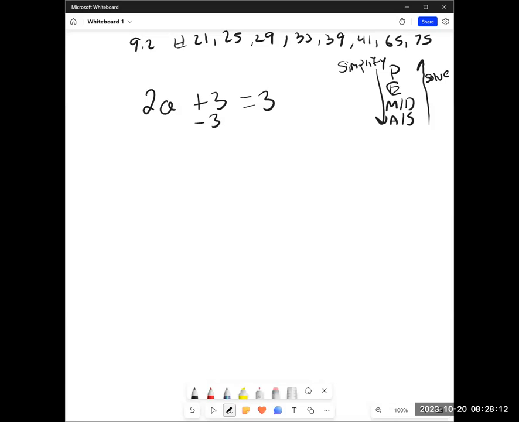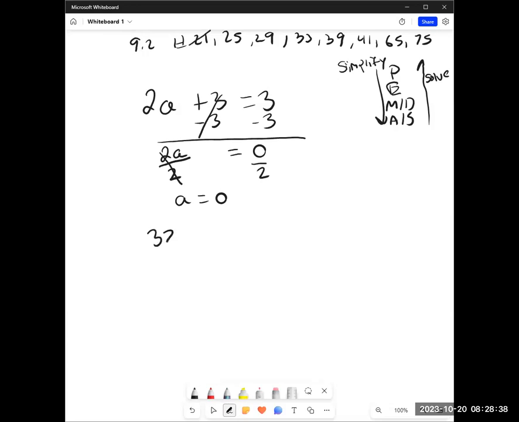So I'm going to subtract 3 from both sides. 2a is equal to 0. Now I'm going to use my multiplication and division property to get the variable a by itself. Divide by 2 on both sides. a is equal to 0. So that was our first problem.